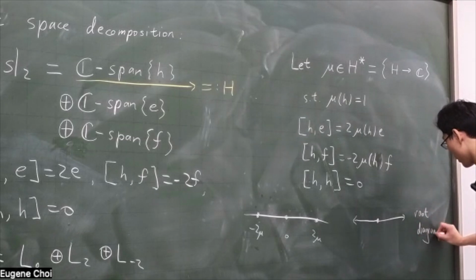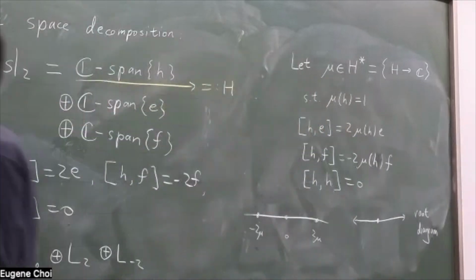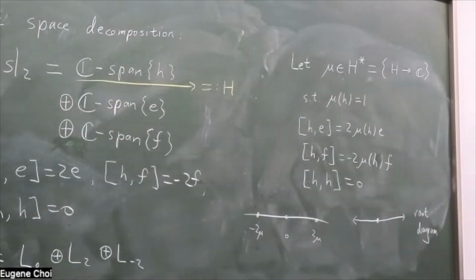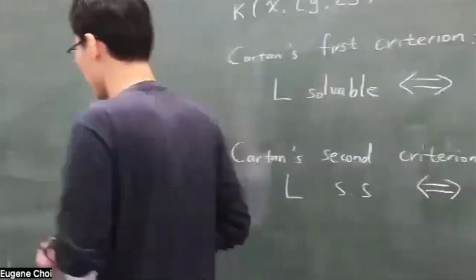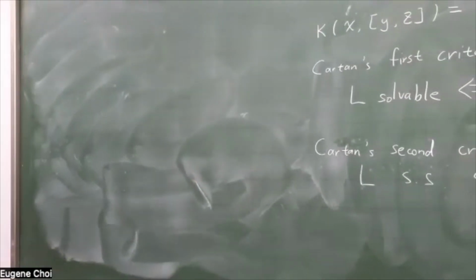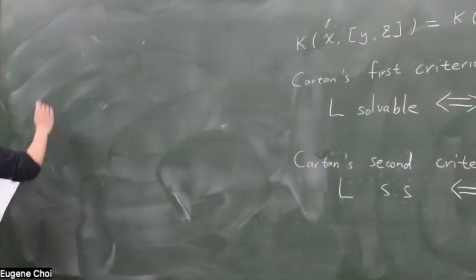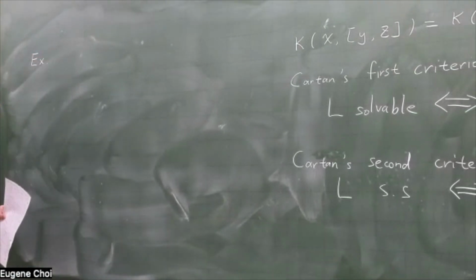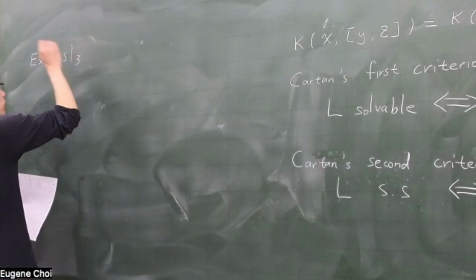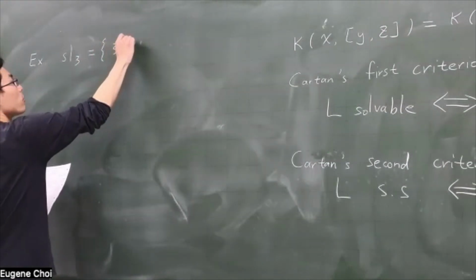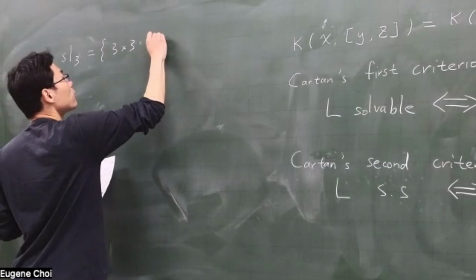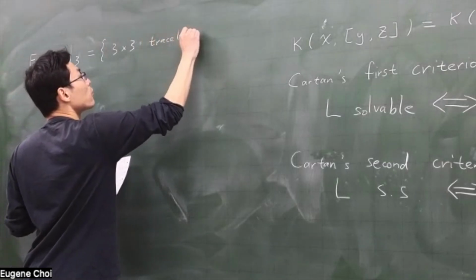In this example, it seems a bit redundant to write down this mu in the dual space and introduce this minus 2 mu and 2 mu. It doesn't seem to be really necessary, but let's go to the next example, which is slightly more non-trivial, which is of course SL3. These are just 3 by 3 traceless matrices.